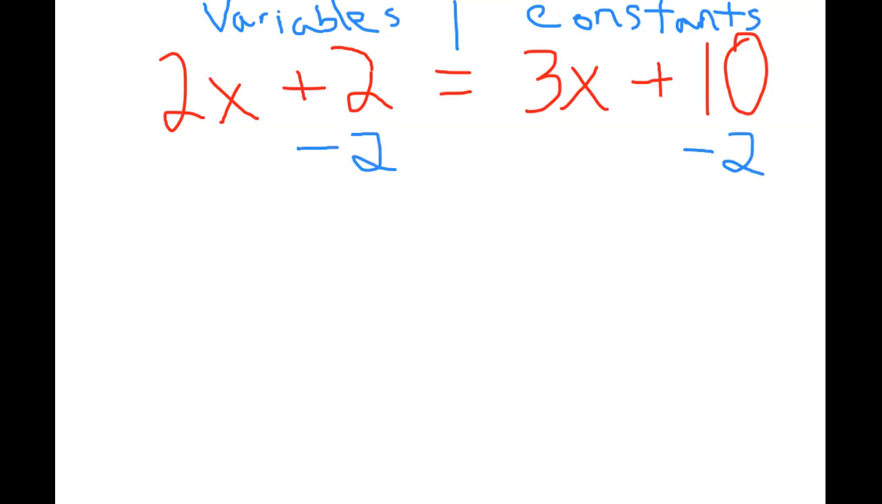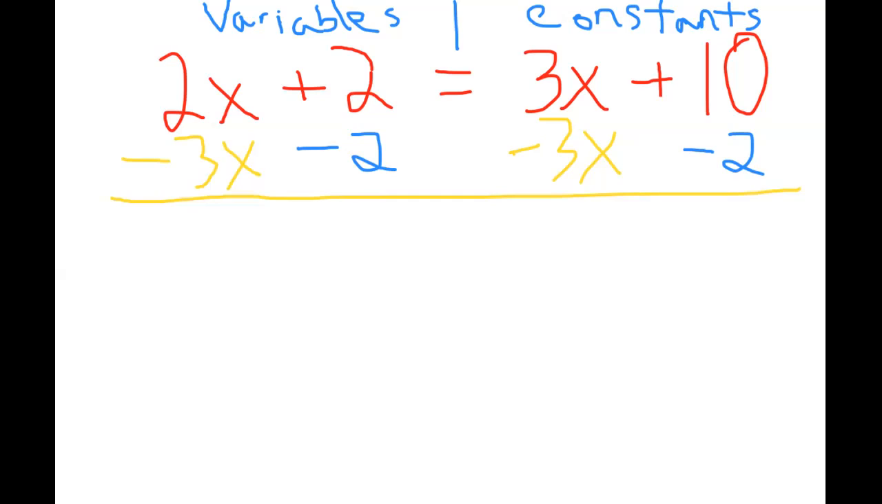I would also like to get rid of my variables that are on the right side, right? So I have 3x over there, and I have 2x on my left side. So I can go ahead and subtract 3x here, right? I'm still doing the opposite operation, and then I'll do minus 3x. Now this is a little bit of a complicated example, because it looks like we're subtracting more than we have on the left side. So let's talk about that for a second.